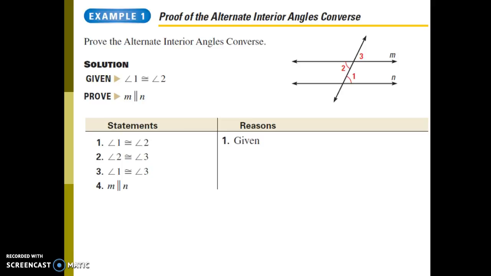So for our proof, we always know the first statement's given, angle 1 is congruent to angle 2.